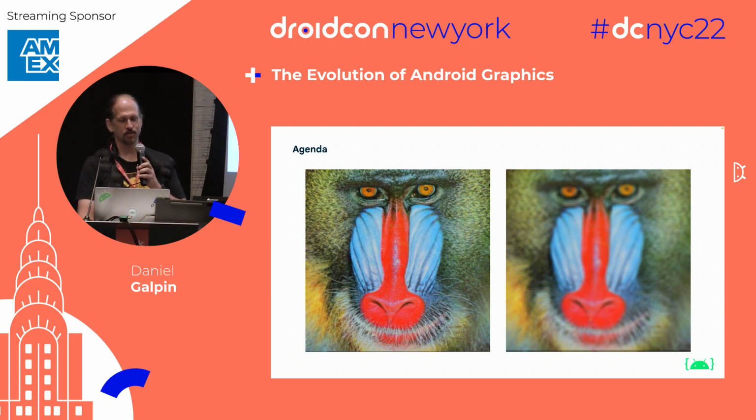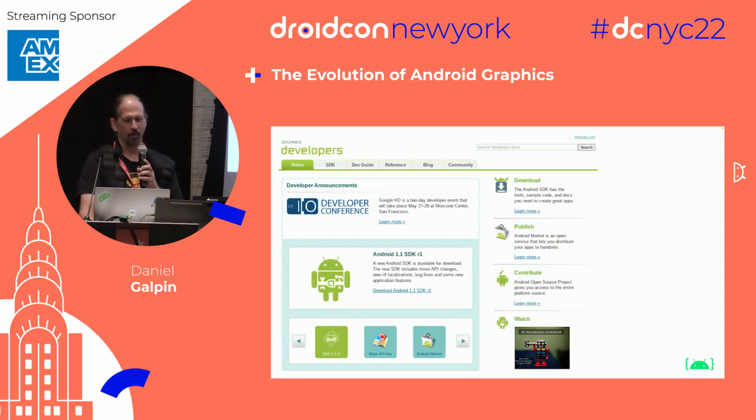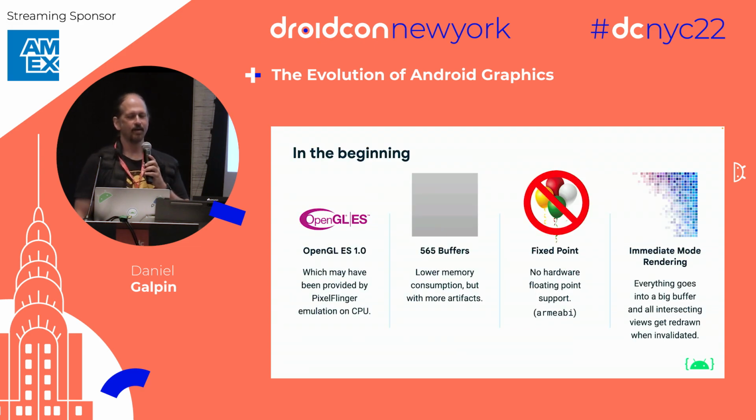But let's go back to ancient history, and this is fun. This is what the website used to look like for all those people who were there in Android 1. This is actually Android 1.1, but it's close enough. It all looked like that. And in the beginning, what did we have? We had OpenGL ES 1.0, which we sometimes didn't even have hardware support for.